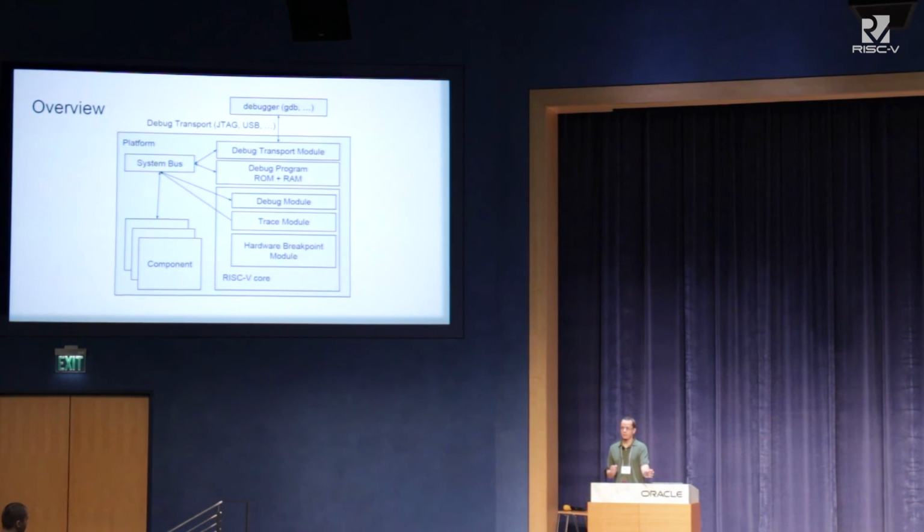What I did not break out in this picture, and probably I should have, is that there's GDB, and then there's something that translates GDB messages to the debug transport. So the debug transport module is not the thing that interfaces with GDB directly. For instance, there's a thing called OpenOCD, which is a plugin-like tool that sits in between GDB and generic JTAG debuggers. So it would know how to translate GDB to RISC-V, and that will be part of any debug software that we might write. Okay.